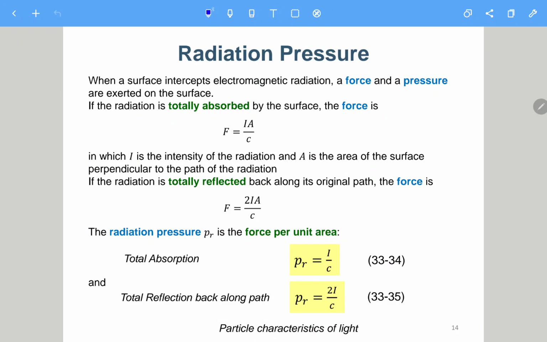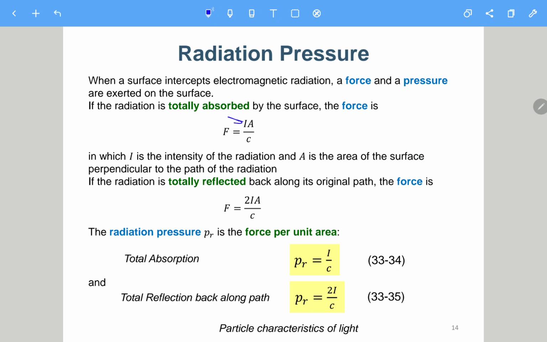Actually, I have never used it before. I have never seen this equation before I taught this course. Just a minor thing, I think. So when a surface intercepts the EM radiation, a force and pressure are exerted on the surface. Just like the sun, when it's summer, you feel the sun is so hot, and if you have a spotlight shooting on you, you will also feel it's very hot. So the radiation is totally absorbed. If the radiation is totally absorbed by the surface, the force is this one, IA over C.